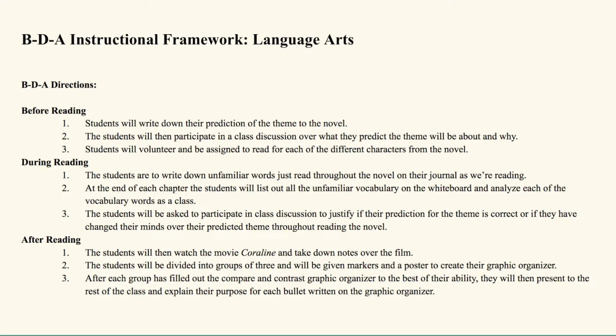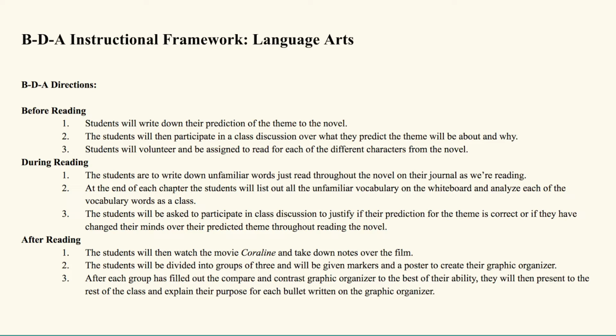During the reading, the students are to write down unfamiliar words just read throughout the novel in their journal as we're reading. At the end of each chapter, the student will list out all of the unfamiliar vocabulary on the whiteboard and analyze each of the vocabulary words as a class. The students will be asked to participate in class discussion to justify if their prediction for the theme is correct or if they have changed their minds over their predicted theme throughout reading the novel.